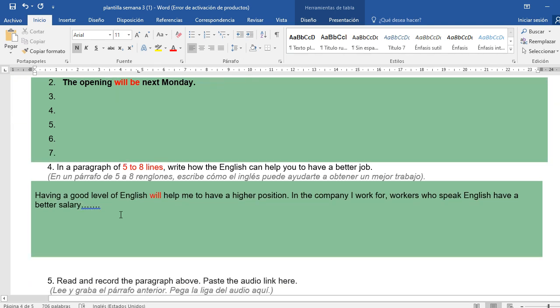And then on section number 4, again, you have to write down a paragraph of 5 to 8 lines, párrafo de entre 5 y 8 líneas, writing about how the English language can help you to have a better job. ¿Sí? ¿Cómo te ayudaría o te ayuda a encontrar un mejor empleo? So, I have written this for you. Having a good level of English will help me to have a higher position. In the company I work for, workers who speak English have a better salary.